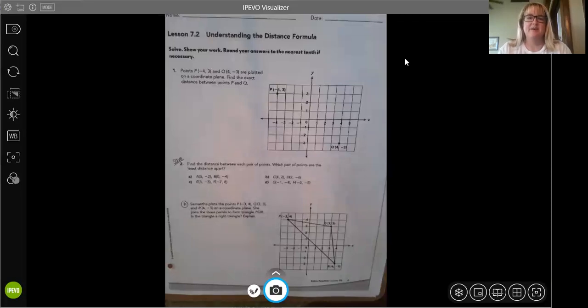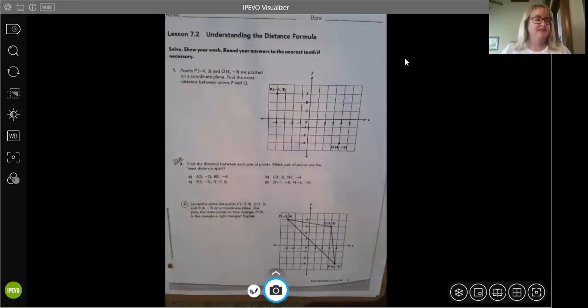Hi, pre-algebra. Today we are looking at lesson 7.2, understanding the distance formula, and we are going to divide this lesson into two parts. The first part is looking at shapes or triangles on a coordinate grid and using the Pythagorean theorem to help us understand the distance formula. We're going to get to the distance formula tomorrow, but today we are going to just see how it works on a coordinate grid. We're laying the groundwork, we shall say.